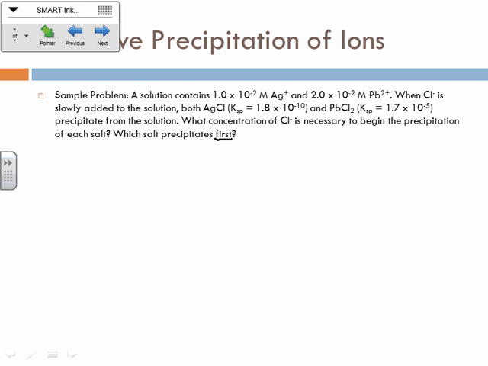Yeah, that'd be nice, wouldn't it? Here's the thing that's going to throw this off. Ag is a 1 plus, Pb is a 2 plus, all right? So that means the stoichiometry for these two reactions is going to be a little different, which means you can't just compare the KSPs right away.